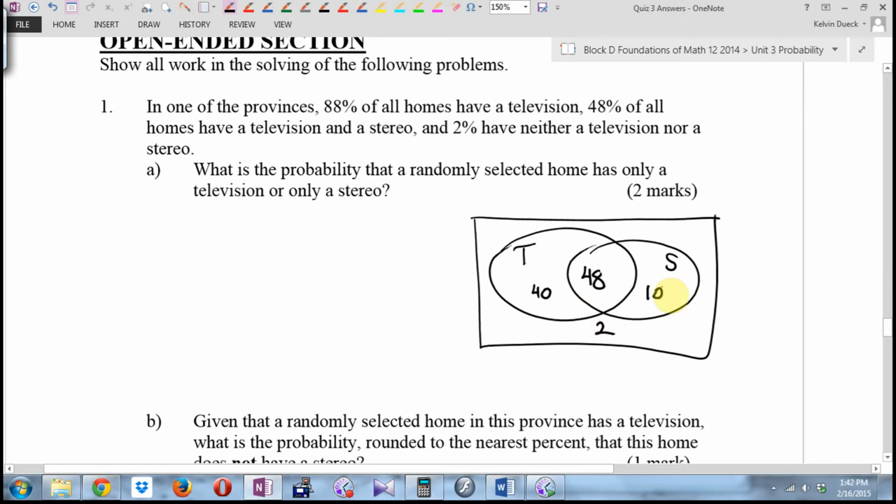A says has only a TV or only a stereo. So the word or means add. Only a TV, 40. Only a stereo, 10. Answer, 50%. Is that okay? I would give you for 2 marks, 1 mark for the Venn diagram, 1 mark for the answer.